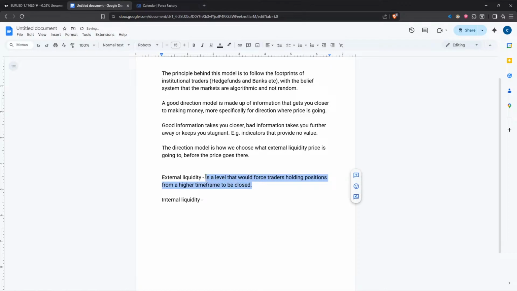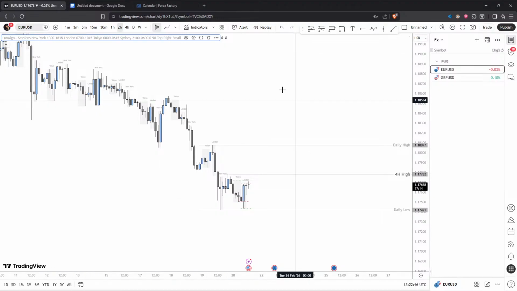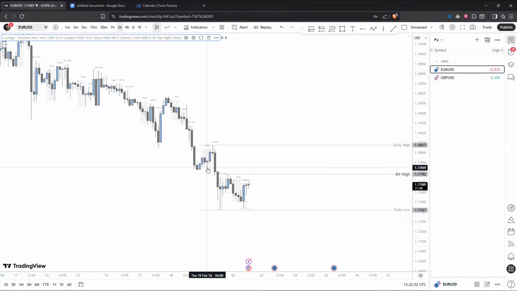So what we can actually even do is copy this, paste it, and then just change this to lower, and that's literally the difference. Okay, so we have the liquidity marked, right? I think that's a good denomination of introduction to the direction model.